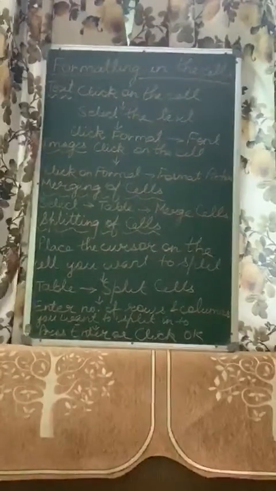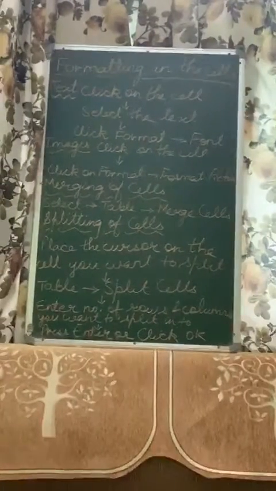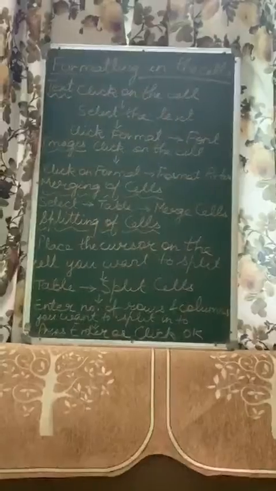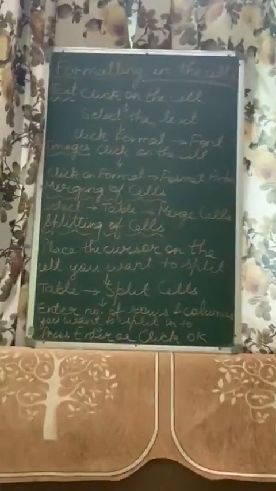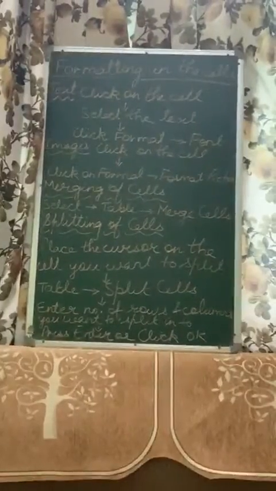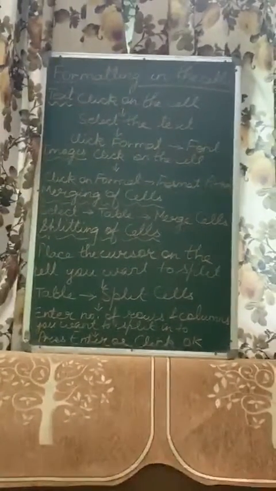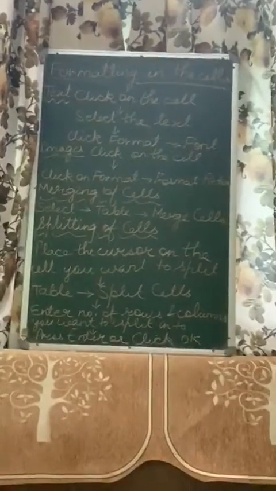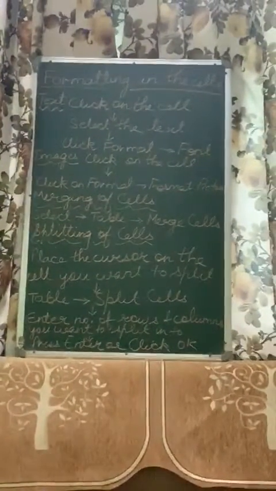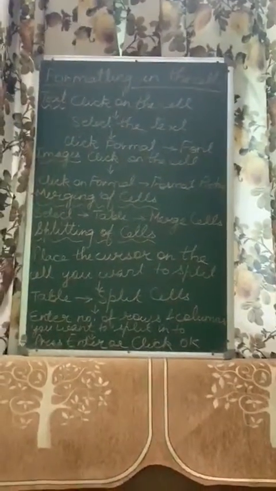So if you want to make changes to the text inside the cells, what you will be doing is, first of all, click on the cell that you want to format. Then you will be selecting that text, and then you will be clicking on format and then the font option. So this is how you will be changing the text inside the cell.